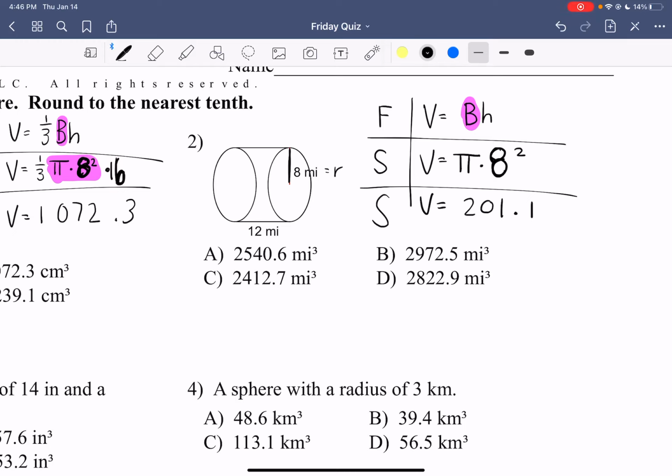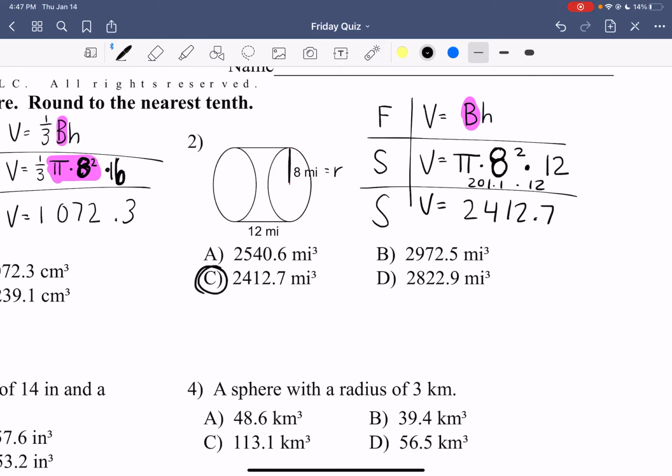Hold on one second. That's 201.1. I got to multiply that times, look at that, I forgot. Sorry, I'm going to go back. So we're going to have to multiply that by 12. I was thinking that looked a little wrong, so let's go ahead and erase that. So this right here was the 201.1 times 12. So that leaves us at 2,412.7.